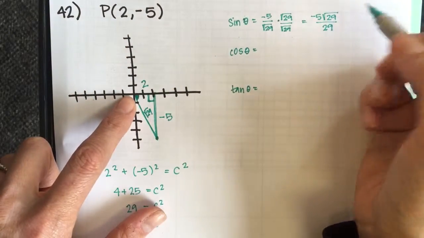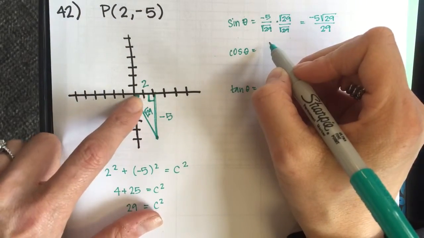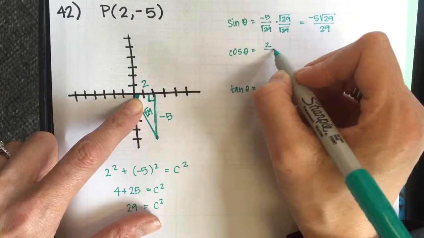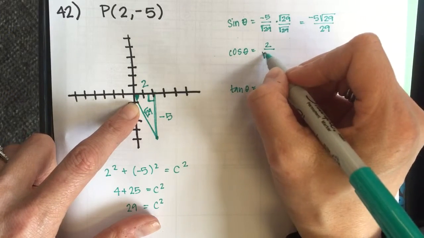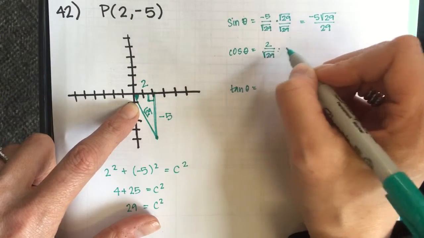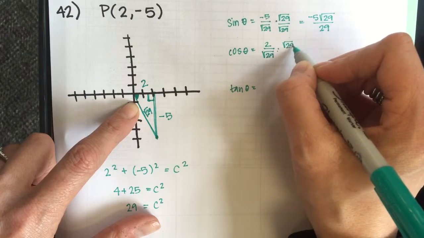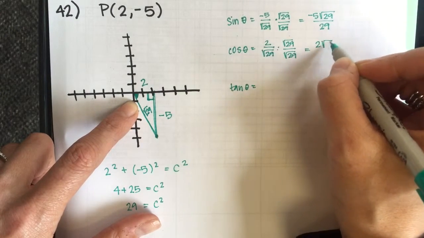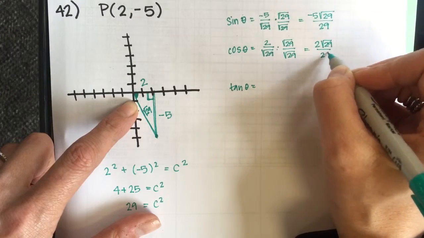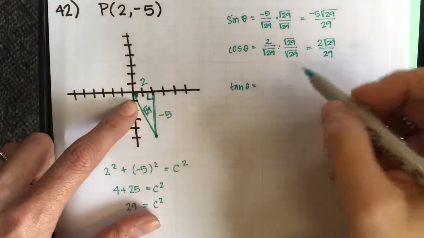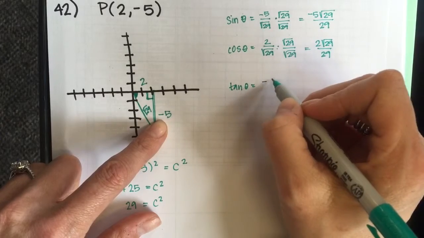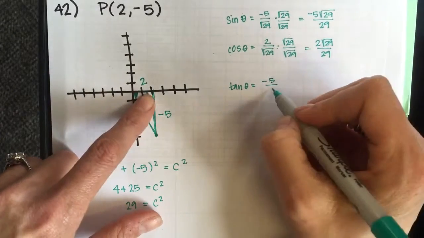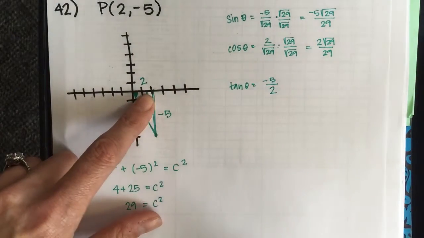Cosine is adjacent. So adjacent next to our angle is 2. It's positive over root 29. And then again, we have to rationalize. And finally, tangent, opposite. So opposite is -5 over adjacent is 2.